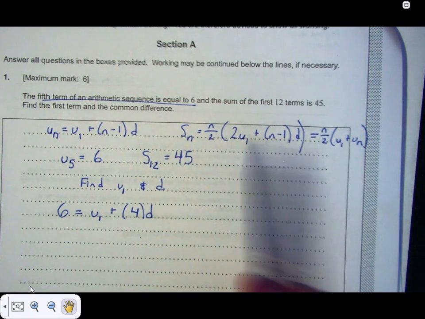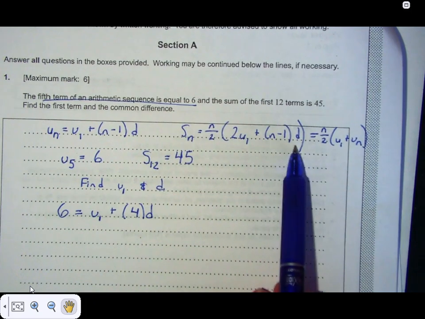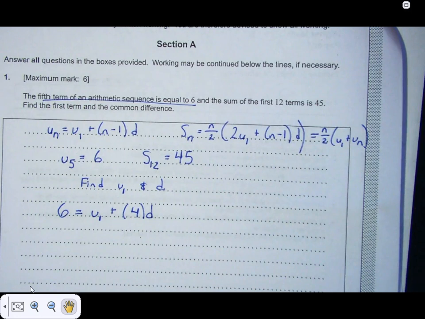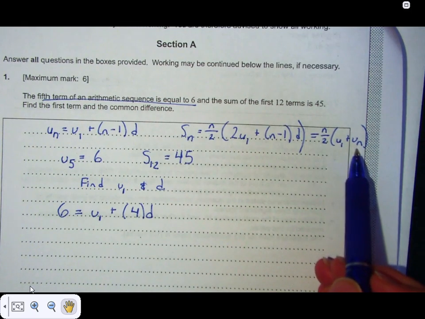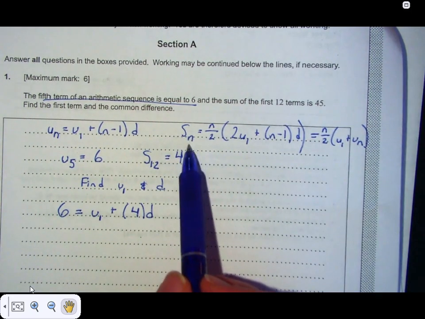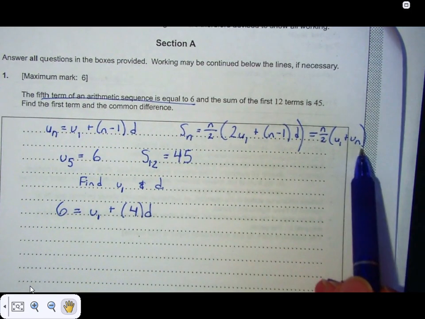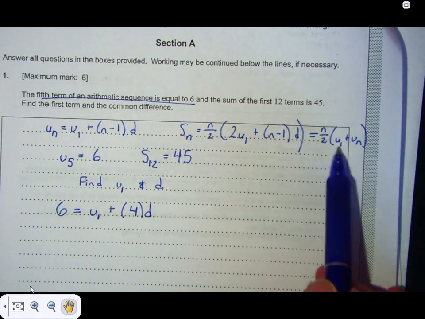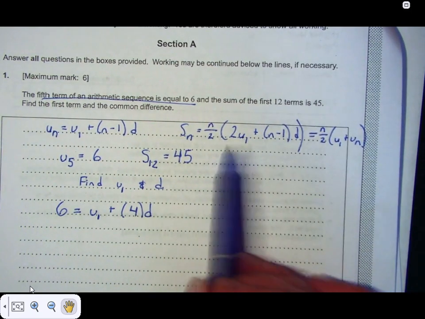So if you look over here and you're trying to decide which equation to use, you're either going to use this one or this one. Any thoughts? Yes, the first one is right. What made you choose the first one? The second one asks you to put in u sub n, which if you're talking about the sum of the first 12 terms, would be u sub 12. So if you wanted to find the sum of the first 12 terms, you could do n over 2 times u sub 1 plus u sub 12, but we don't know u sub 12. So we're going to use this formula.